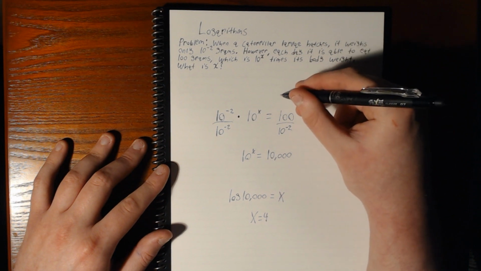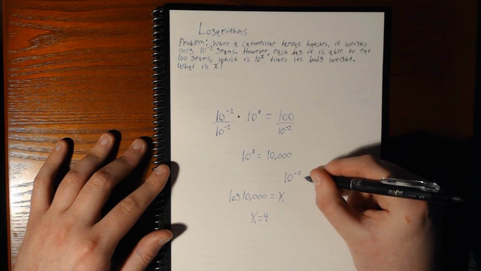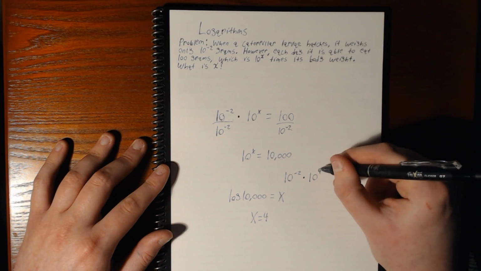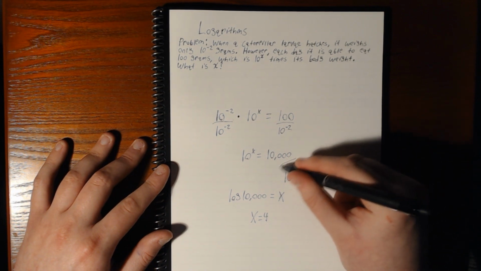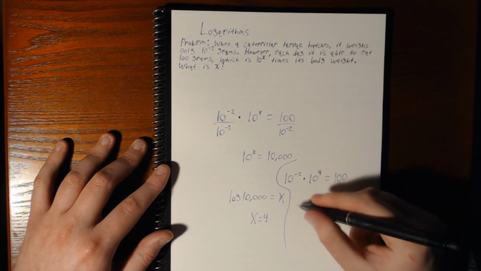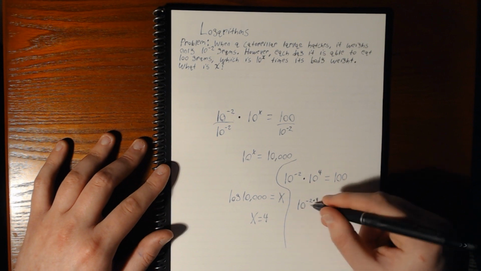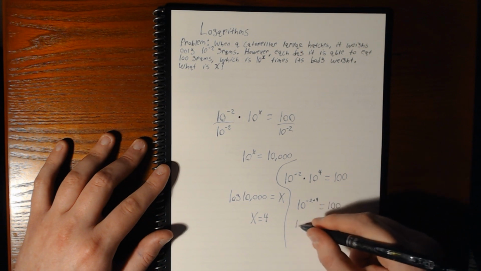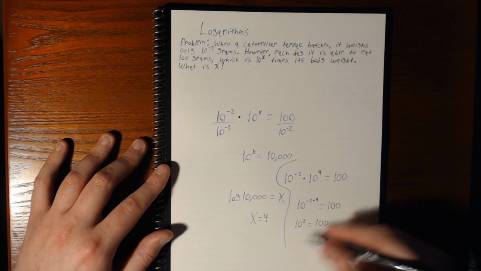So let's plug that in. Let's make sure it works. So 10 to the negative 2 times 10 to the fourth power. Remember, we're plugging in 4 for x to make sure that this is working, equals 100. All right. And if you remember from the previous problem, we can basically just sum the exponents like this, negative 2 plus 4. So 10 to the negative 2 plus 4 equals 100, which simplifies down to 10 squared equals 100. And if you take 10 squared, obviously you get the answer of 100.